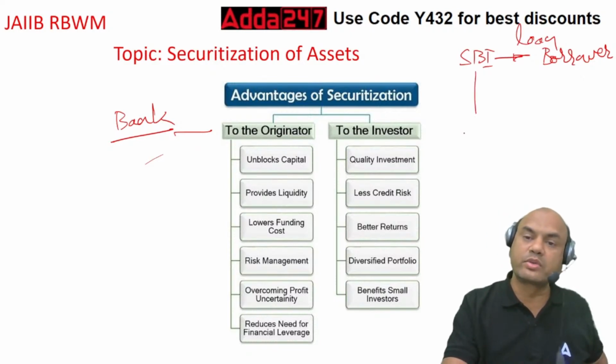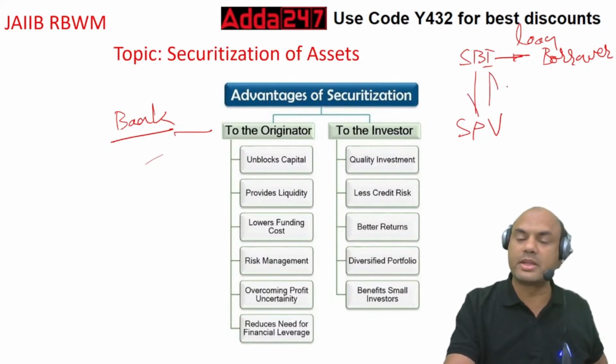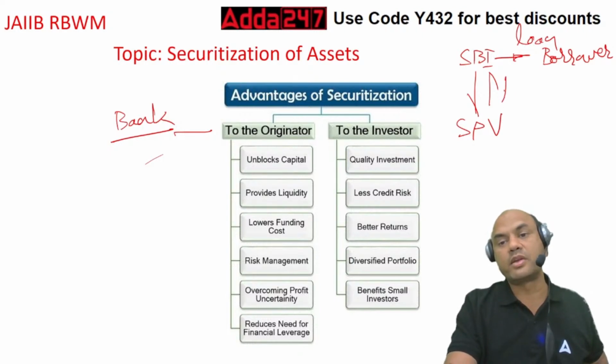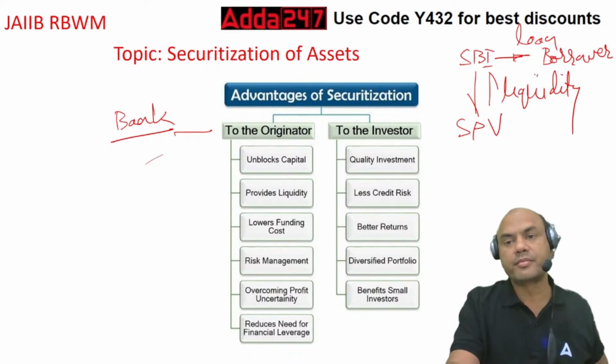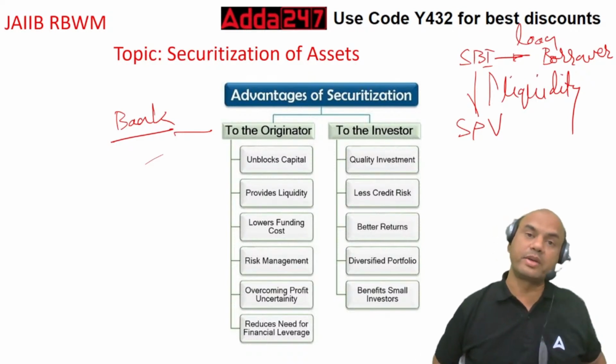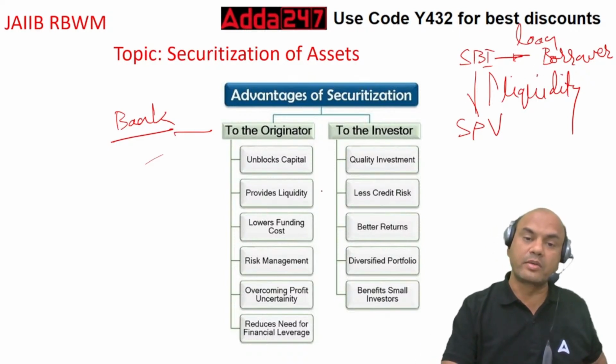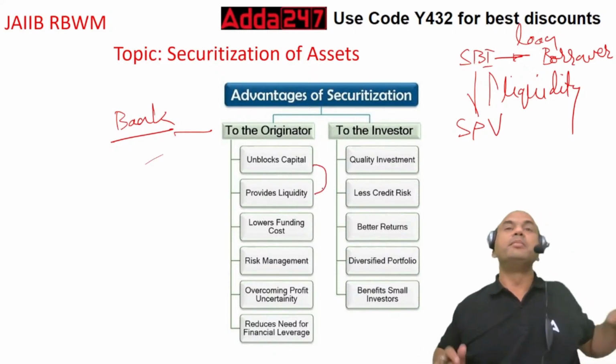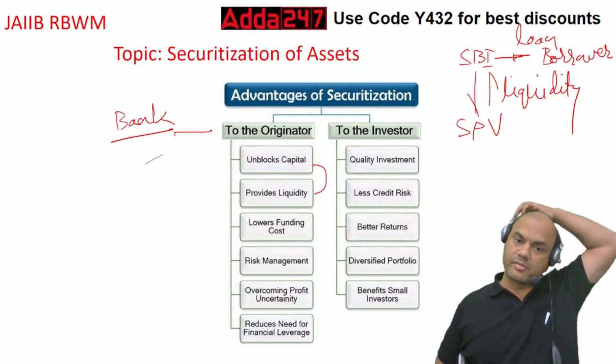I'll sell this to SPV. So SPV will give me this money. I'll sell it to SPV. SPV will give me the money. Okay? Or liquidity. SPV will give you the liquidity. So that's why it provides liquidity. Look at the second point. Unblocks capital means provides liquidity.